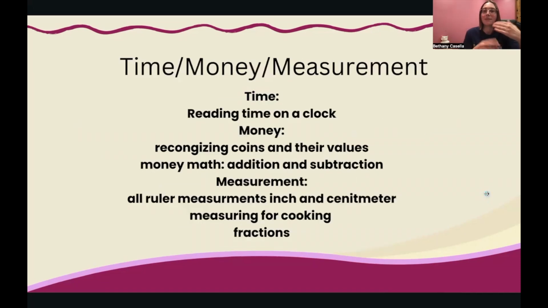Okay, now we'll talk about time, money, measurement. And I kind of just put all these together because we have to teach them and know them. So time, money, and measurement, you'll see on the maps, will change between time, money, and measurement each time. So it's not like a time work every week, a money work, or a measurement. It goes in a sequence. So time is just reading time on the clock, recognizing coins and their values for money or adding money. Measurements is all ruler measurements in centimeters, although depending on what country you're from, correct? And then measurements for cooking and fractions.